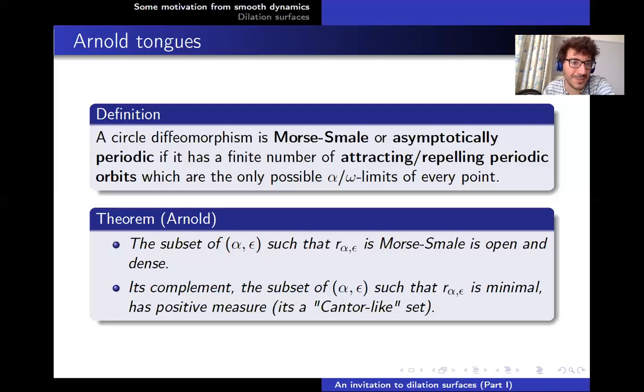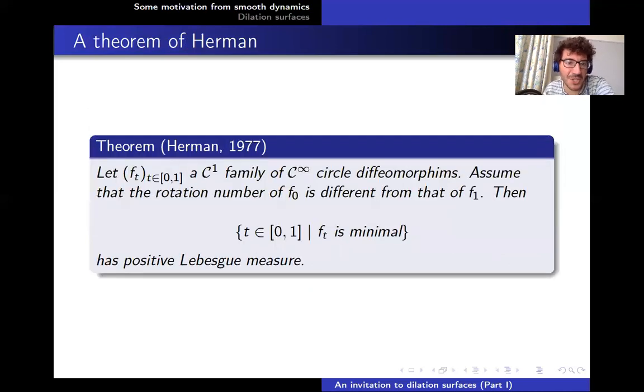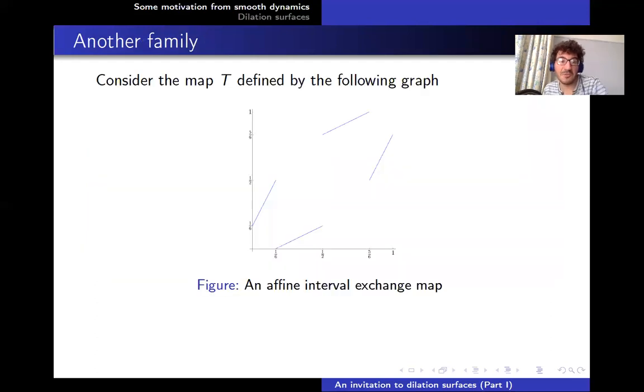Okay, so this is a nice theorem, and it was generalized by Herman in 1977 to show that actually any one parameter family of circle diffeomorphisms displays that behavior. There's a formal statement here, but basically you have this coexistence between the two potential behaviors when you work with circle diffeomorphisms.